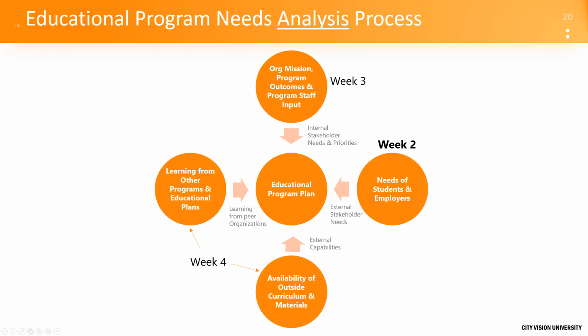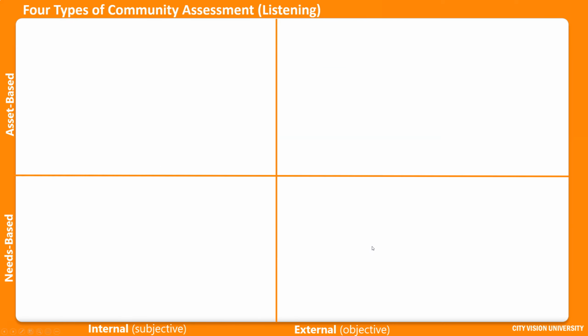So just to frame this in the analysis framework, you're in Week 2. There are 4 weeks that are focused on analysis, and in Week 2, you're focusing on the needs of students and employers and how that is going to inform your educational program plan. So there are 4 types of needs analysis in a field that's called community assessment.